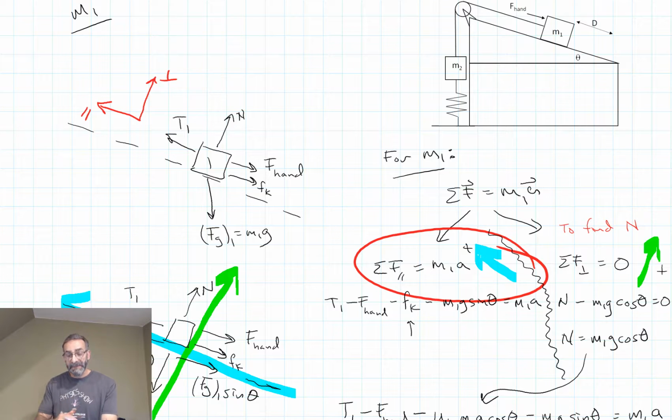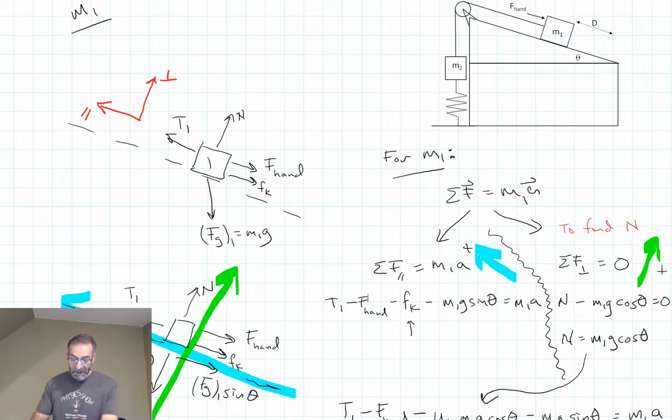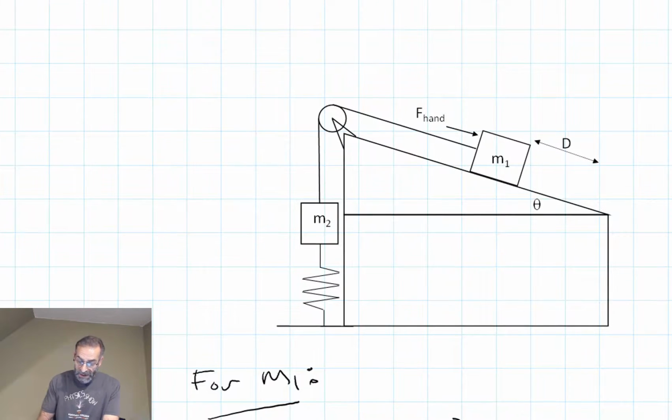up the incline. That's fine. We could have said anything we want. I picked up the incline as my positive direction. That fixes the positive direction for everything else. When M1 goes up the incline, what happens to my pulley? It rotates counterclockwise, or it has an omega out of the page using our right hand rule, and M2 goes down.